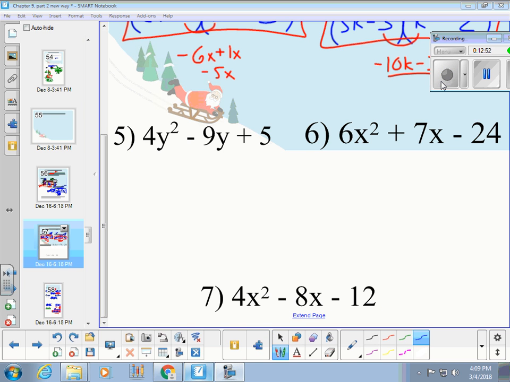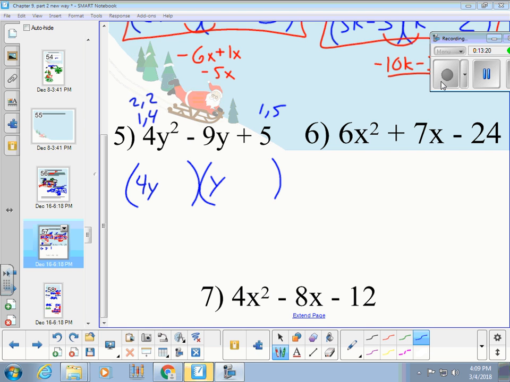Again, these next ones I'll go through maybe a little quicker. Number 5, I can't factor anything out of all these terms, so I'm just going to start listing my factors. In this case, for the leading coefficient, I have a couple sets of factors, 1 and 4 and 2 and 2. The last number, I just have 1 and 5 as combinations. So I start making my binomials. I like to start off with 4y and then y. I think that's going to be the combination I'm going to use.